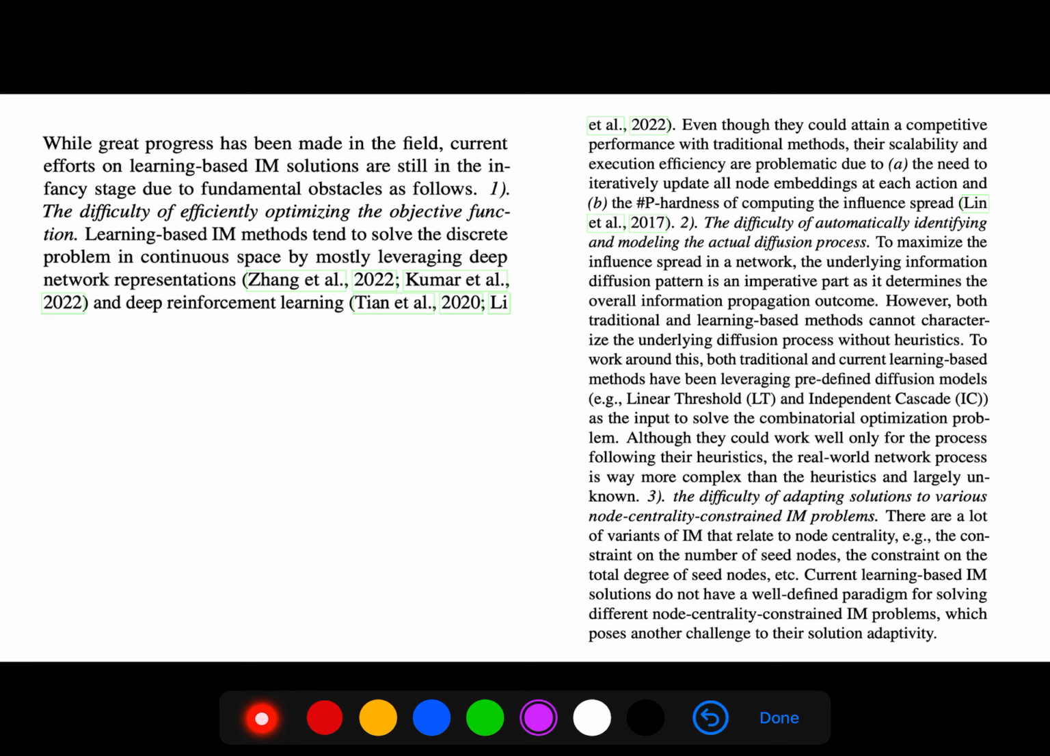Current efforts on learning-based influence maximization method solutions are still in the infancy stage due to fundamental obstacles such as the difficulty of efficiently optimizing the objective function. Also, the difficulty of automatically identifying and modeling the actual diffusion process. Also, the difficulty of adapting solutions to various node centrality constraints influence maximization problems.